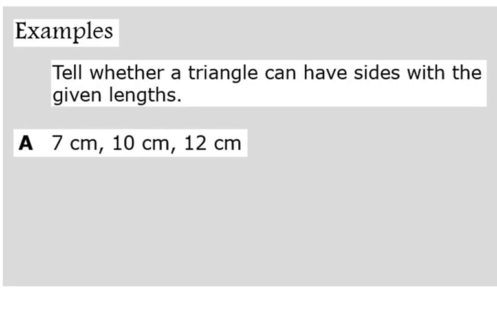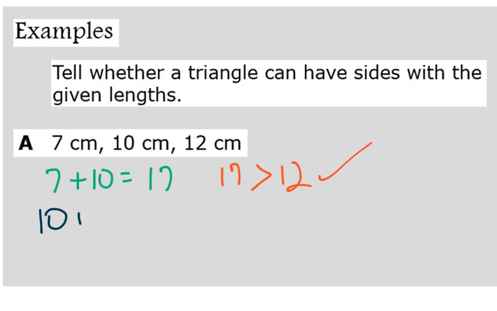Well, what we need to do is pick any two sides and add them to see if the sum is greater than the third. So when we add 7 plus 10, we get 17. And 17 is greater than 12. So that one checks off. All right, now let's add 10 and 12. If you add 10 plus 12, you get 22. And yes, 22 is greater than the 7. So that one checks off.